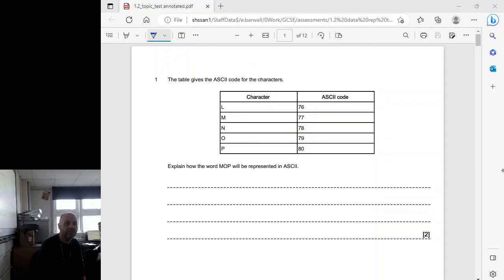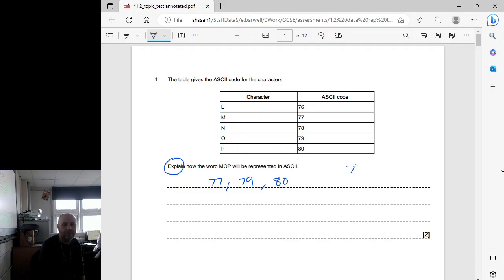So the first question, they give us a bit of data, that's nice, but this is the thing you should be picking out. It says explain. If you just state something, that can't possibly be an explain. So what you need to do is say why MOP is those numbers. Loads of you went and put 77. Some people didn't put commas. You've got to separate things.